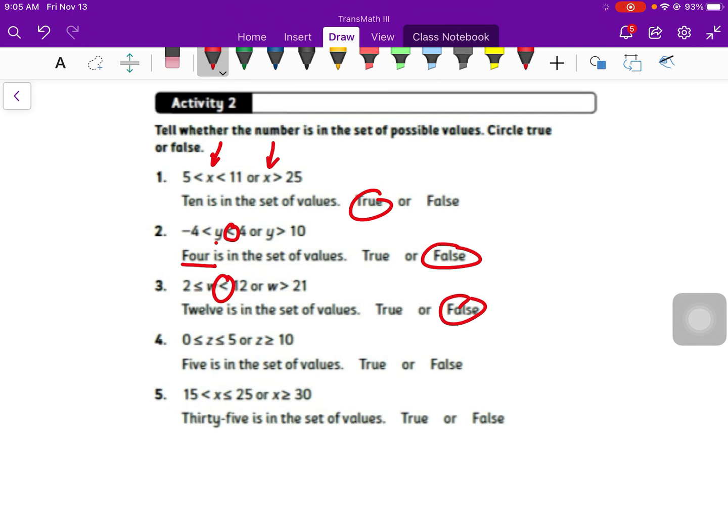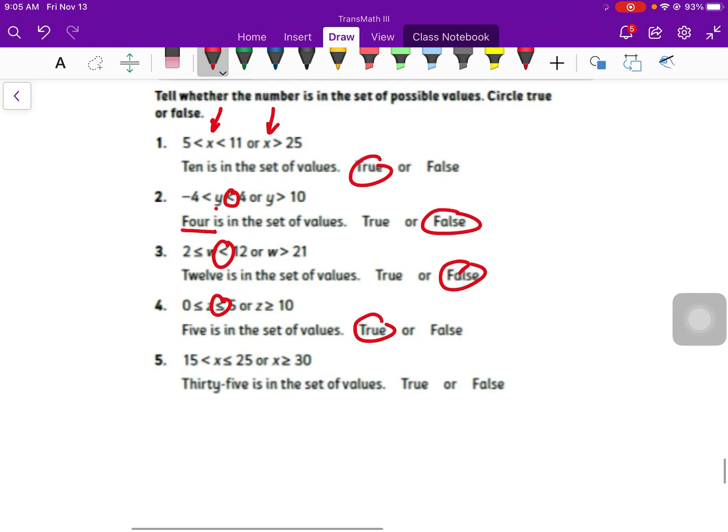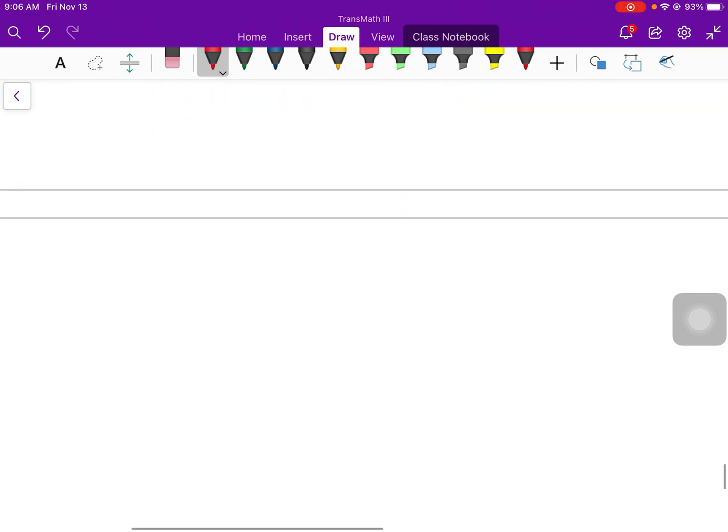This one's also going to be false because of that sign. 12 is not less than 12. If I replace W with 12, I do not get a true statement. Number 4 is true because this time it is a less than or equal to symbol. And number 5, 35 is in the set of values, is going to be true because 35 is greater than or equal to 30.